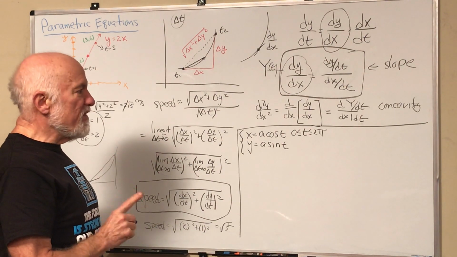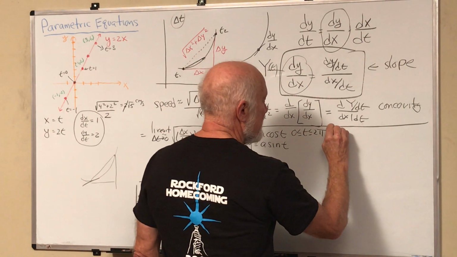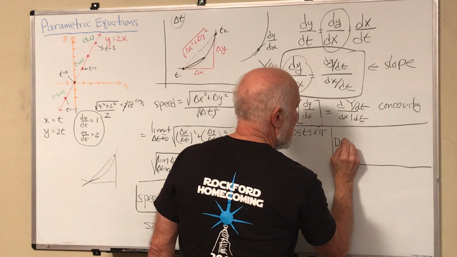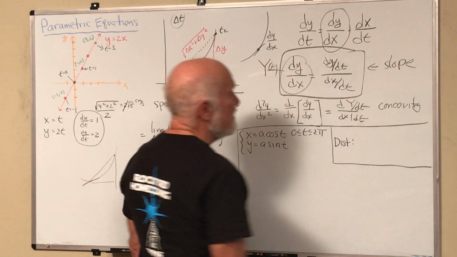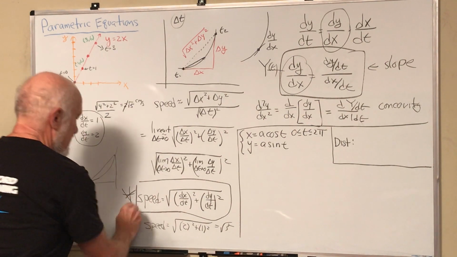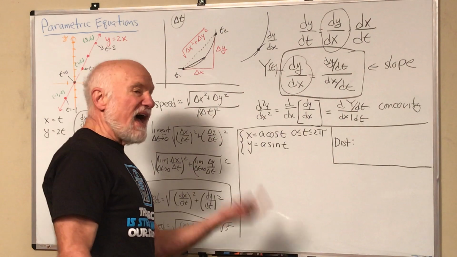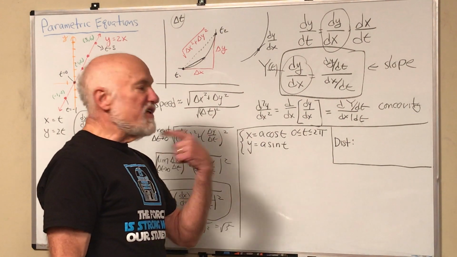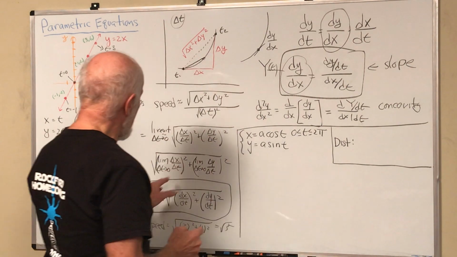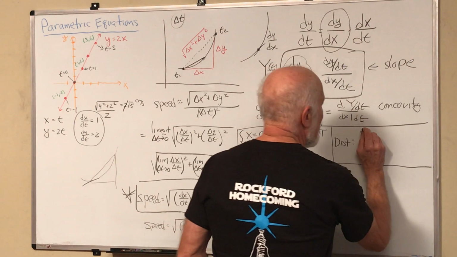Well, I don't have a formula for that. So what do I have to do? I have to think of a new formula. How can I get the distance that I went along a path? What have I got on this board that's going to help? I think the speed. The speed times the time is going to give the distance. But the speed is changing all the time. So we have to do this with an integral.